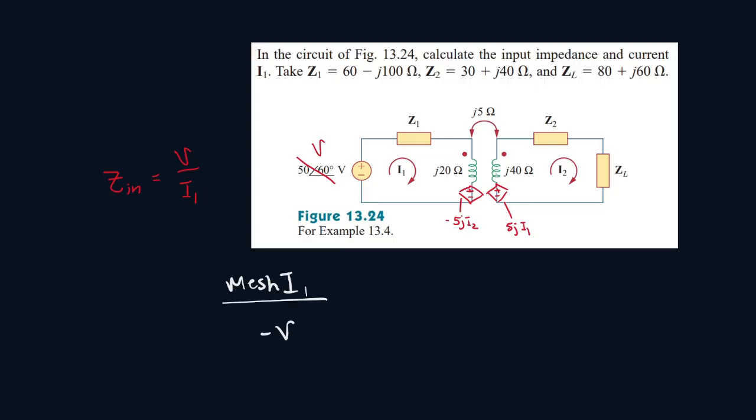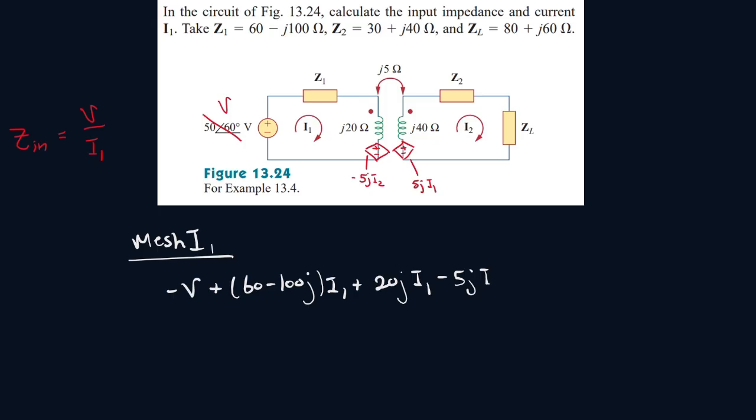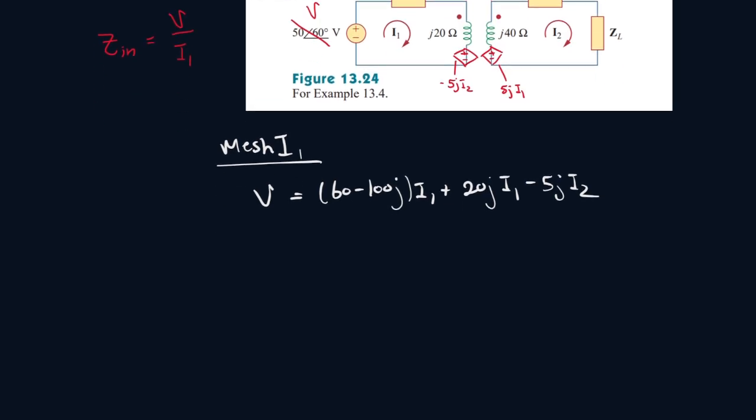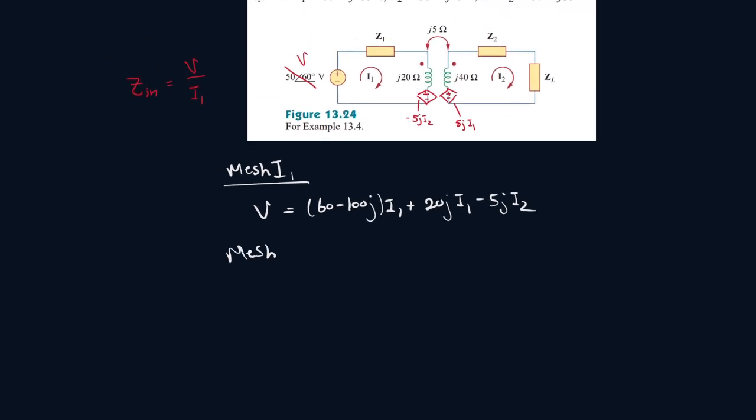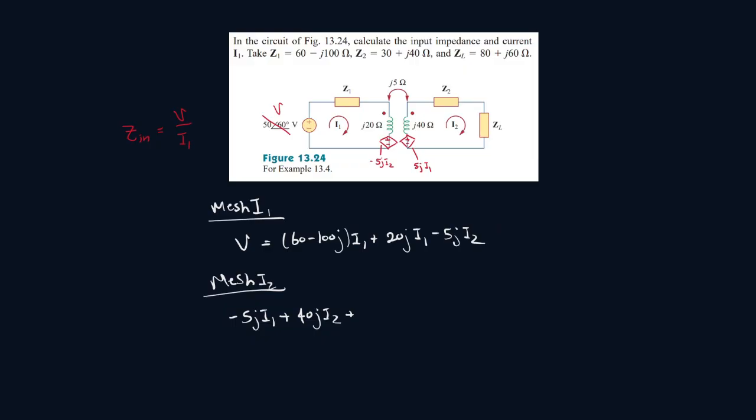So it's going to be minus V plus Z1, which is 60 minus 100J, I1, plus 20J I1 minus 5J I2. So let's bring the V to the other side. So V will equal all of this. Now what we have to do is mesh I2. So it's going to be minus 5J I1 plus 40J I2 plus Z2, which is 30 plus 40J, I2, plus ZL, which is 80 plus 60J, I2.